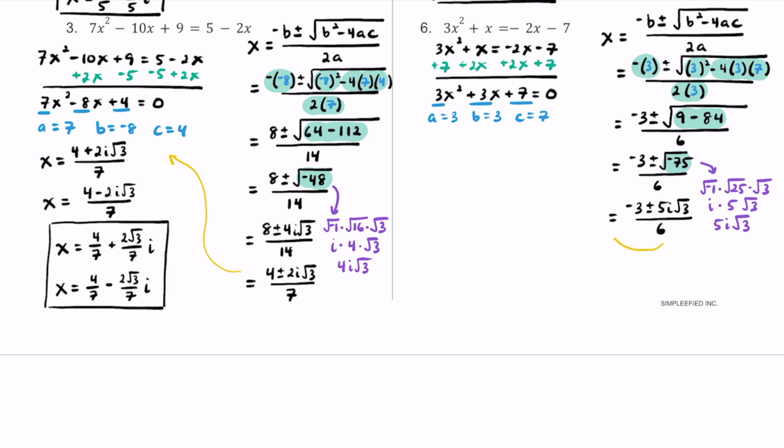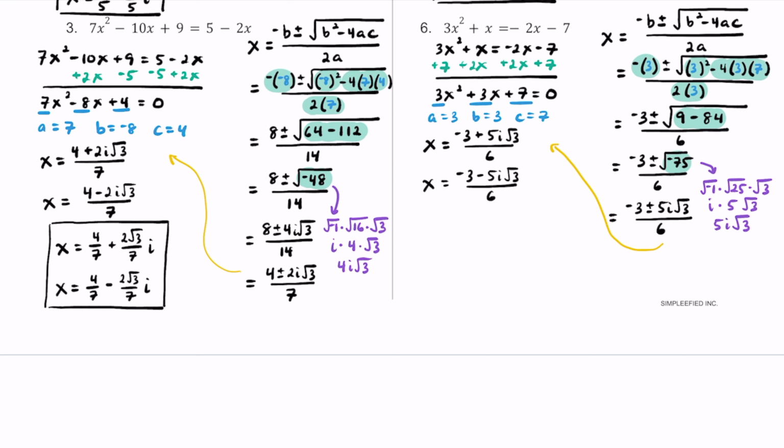Let's see if we can simplify this a little bit more and separate them so we can identify what's going on. So one of our solutions here is going to be x is equal to -3 plus this 5i root 3 all on top of 6. And our other one here is x is equal to negative 3 minus 5i root 3 all on top of 6. Now let's separate this into two different fractions.